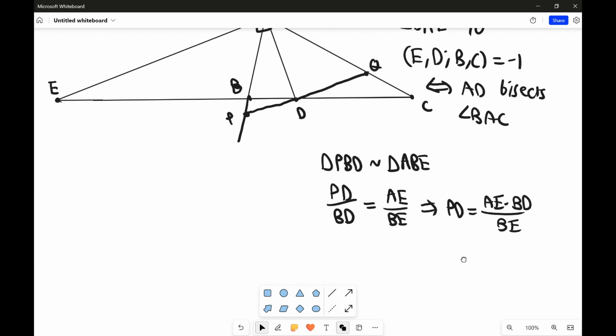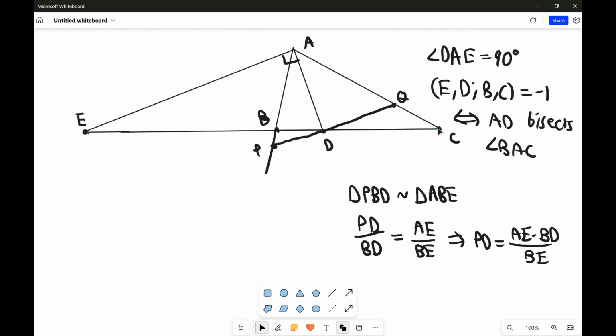And now we can use the same logic on similar triangles CQD and CAE. We have that QD over CD is equal to AE over CE. And therefore, that means that QD is equal to AE over CE times CD.